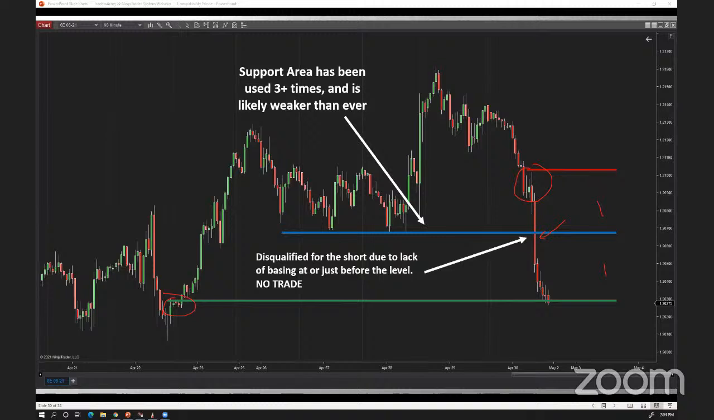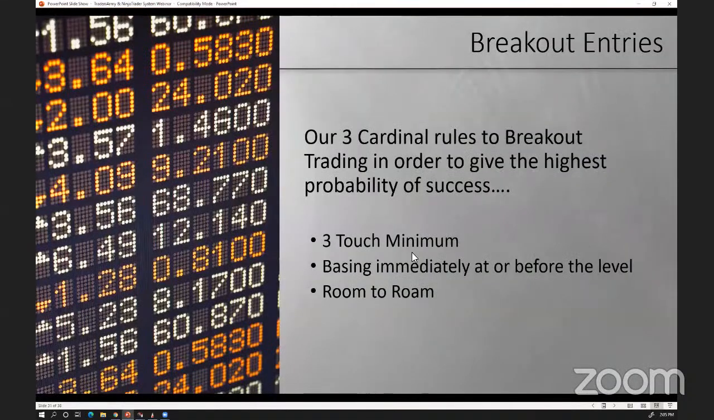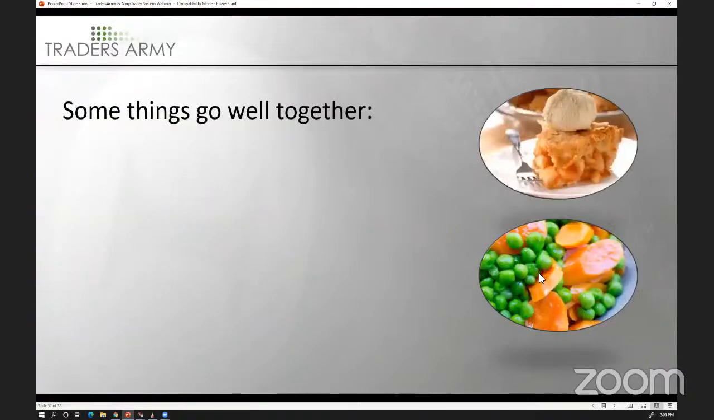And my plan does not allow me to enter trades on a one-to-one reward to risk, right? So while it does have the setup, it's disqualified for the short due to lack of basing at or before the level. So it's just a no trade scenario. And so the cardinal rules for our breakout trading is we need a 3-touch minimum, 1, 2, 3 touch, basing immediately at or before the level, and then we need room to roam.